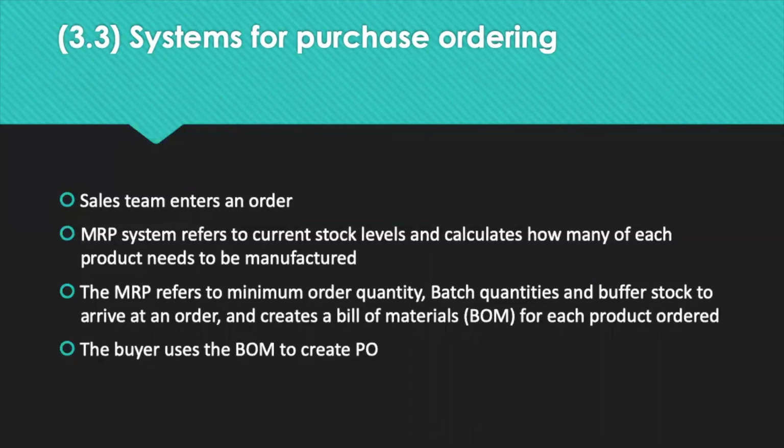The MRP PO process starts with the sales team entering an order. The MRP system refers to the current stock levels and calculates how many of each product need to be manufactured. The MRP then refers to the minimum order quantities, batch quantities, and also the buffer stocks to arrive at an order, and creates what's known as a bill of materials, or a BOM. The buyer uses the BOM to create purchase orders.